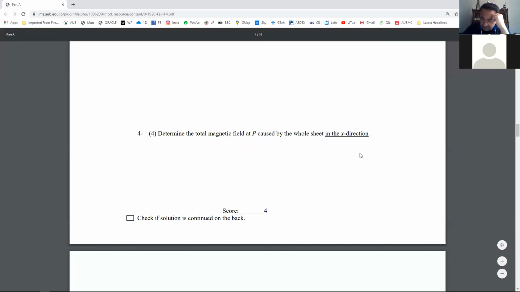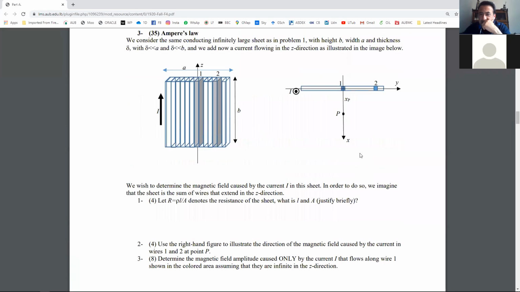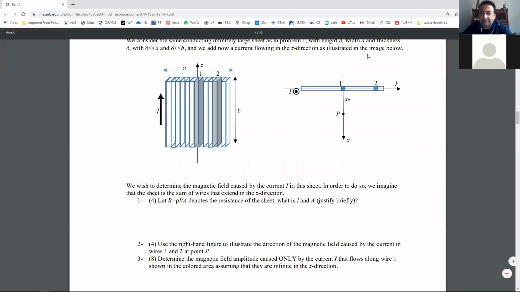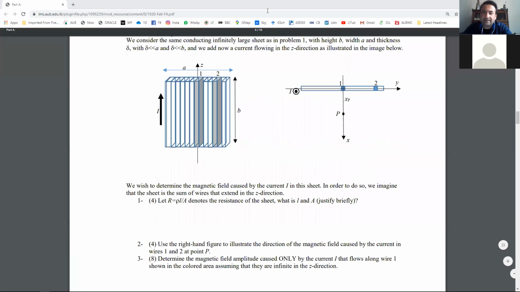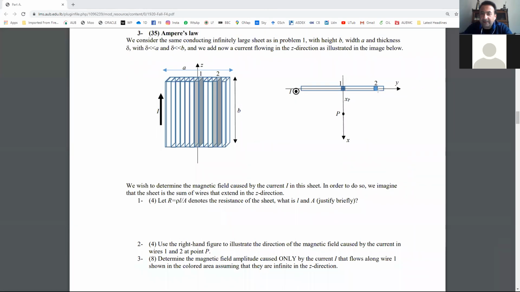Okay, in the x direction. The idea here is to recognize that, let's take, for example, wire 2. In 2, the magnetic field is in this direction, and since I'm asking for the x component, the x direction should be like this. That's the x component of the magnetic field.